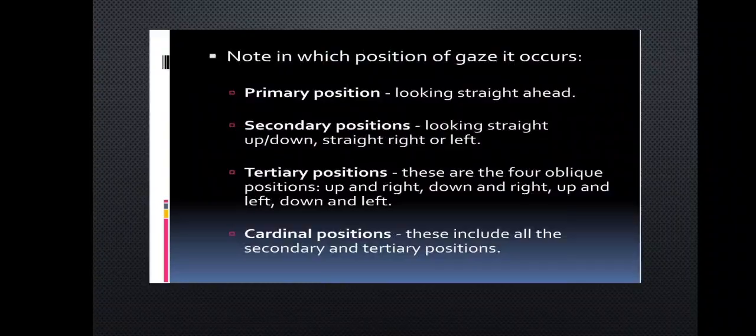Note in which positions of gaze it occurs. Primary position means looking straight ahead. The secondary positions are looking straight up, down, right or left. The tertiary positions include four oblique positions: up and right, down and right, up and left, down and left. Then the cardinal positions include all the secondary and tertiary positions.